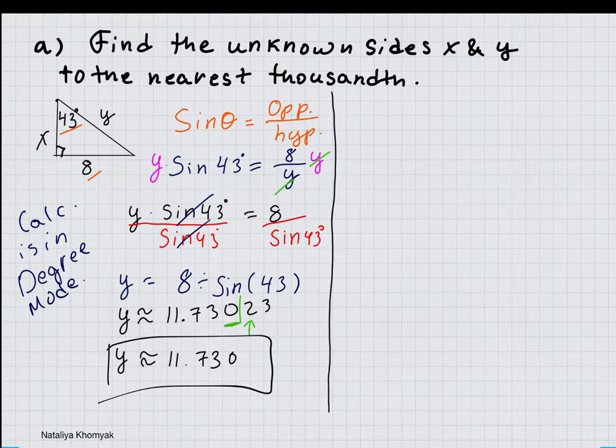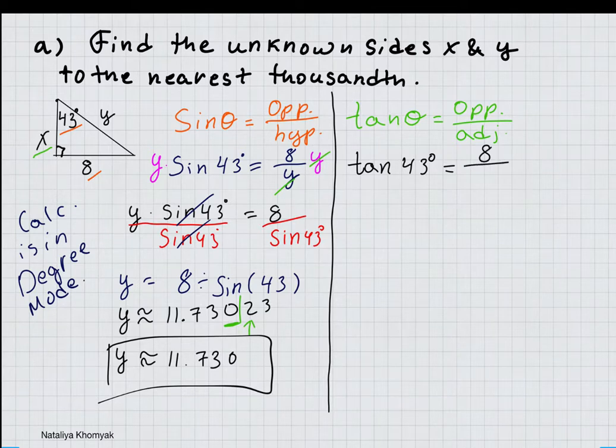We also need to solve for x. We still have the angle, we have the opposite side, and x is the adjacent side. I am going to use tangent of an angle equals opposite side divided by adjacent side. So let's substitute and solve. We have tangent of 43 degrees equals opposite side, which is 8, over adjacent side, which is x. We don't know what it is.